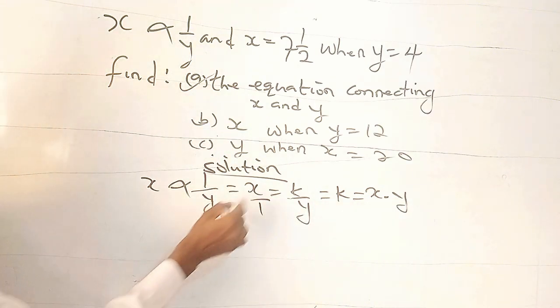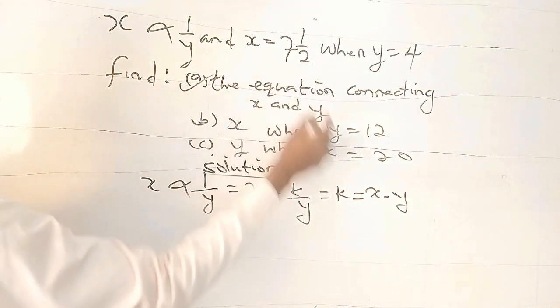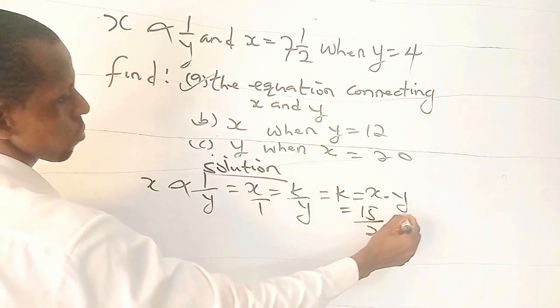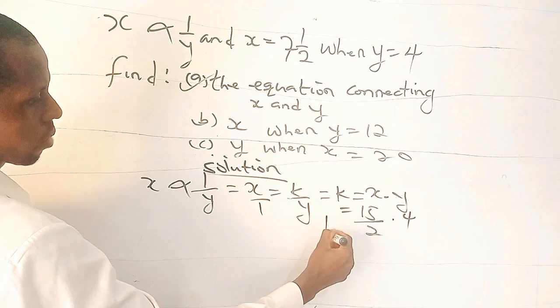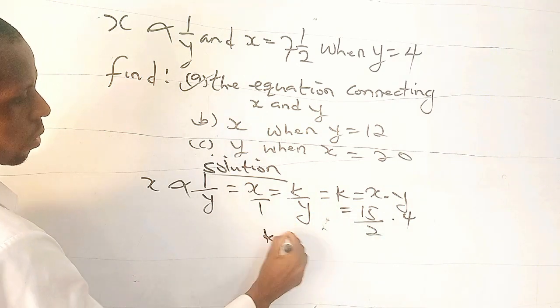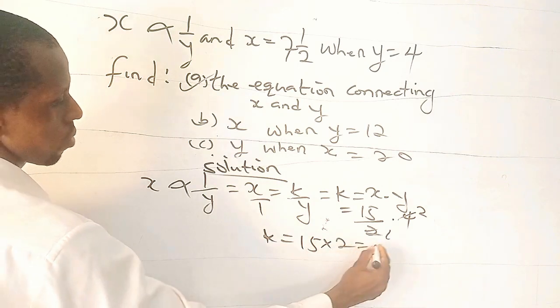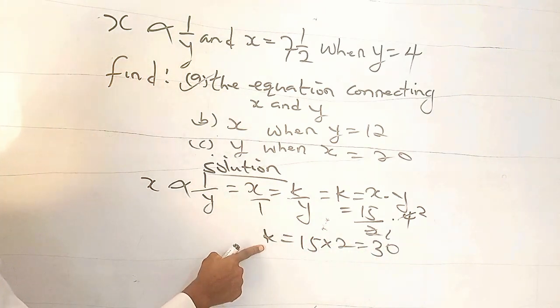But the question says that when x is 7.5, which is 15 over 2, and y is 4, I can easily get my k. So my k is 15 over 2 times 4, that is 30 for my constant.